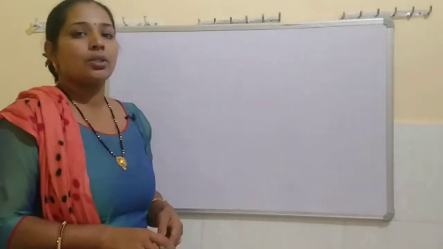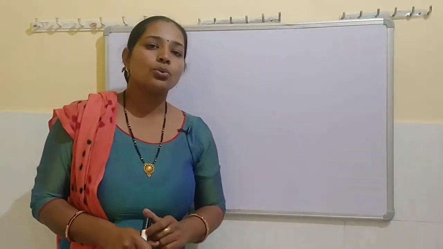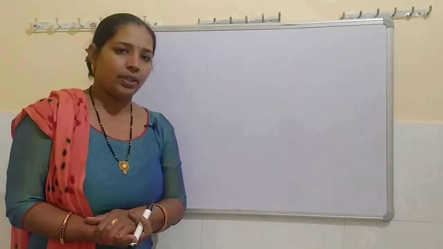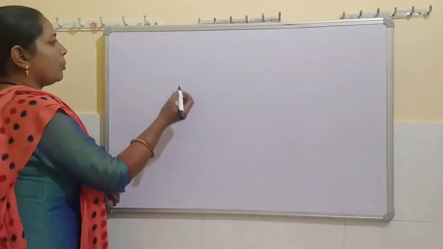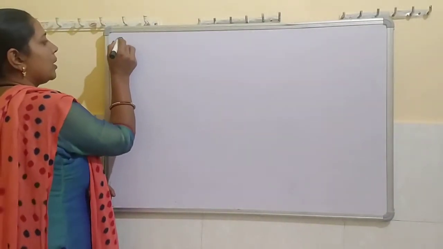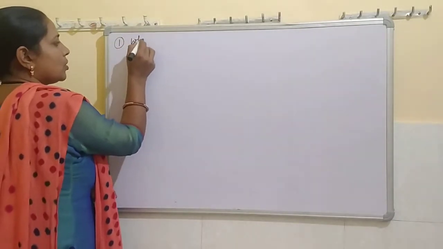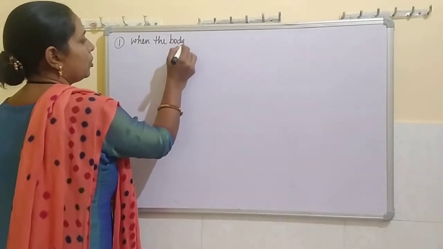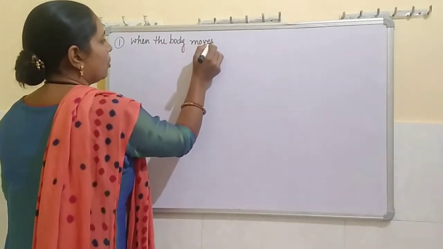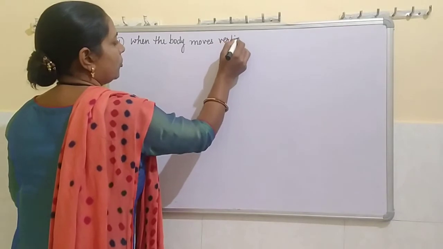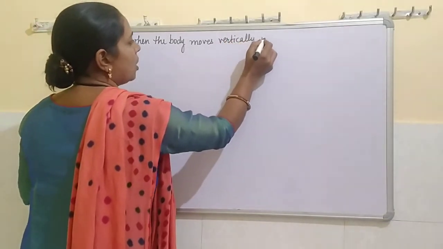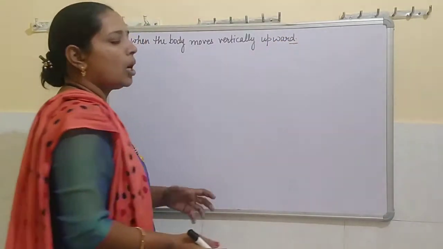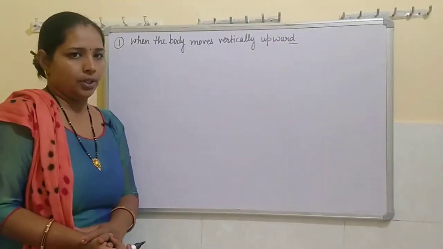Now, students, I will tell you how to solve the numericals related with acceleration due to gravity. We will divide our topic in two parts. First part is when the body is thrown vertically upward. When the body moves vertically upward, that means when you throw a body with some initial velocity, how it will move under gravity.